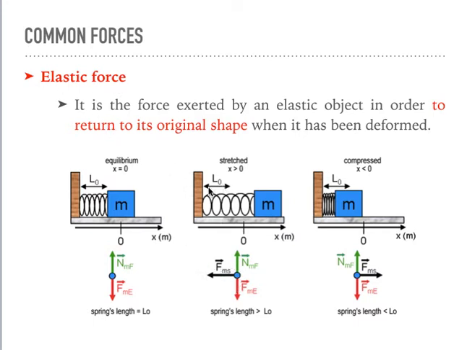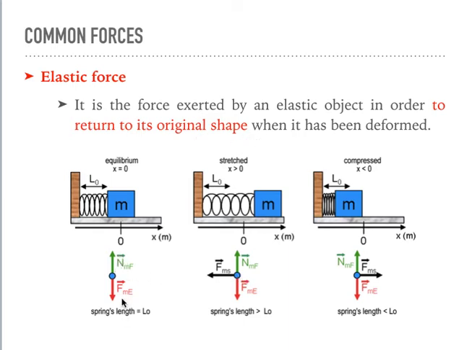If we do the opposite and we compress the spring, again the spring is going to try to return to the original shape, to this shape. So it's going to exert a force so that it becomes again this spring where it has its natural shape. So again, this force here is the one that we call elastic force, and it's done by the object to return to its original shape.